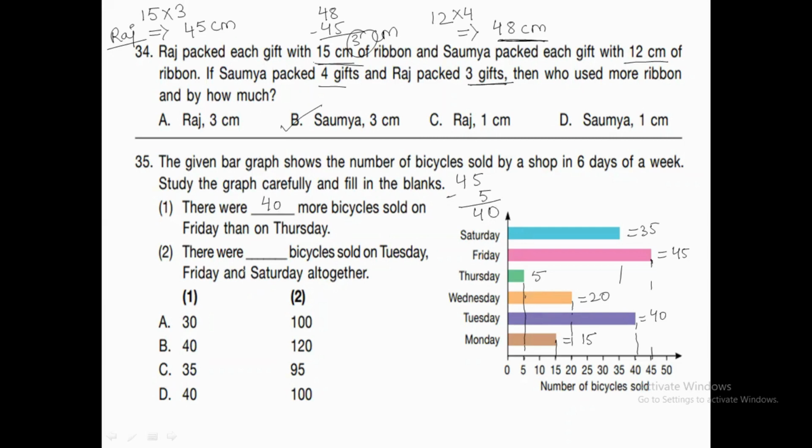Now the next question is asking, there were dash bicycles sold on Tuesday, Friday and Saturday all together. All together means we need to add. How many bicycles were sold on Tuesday? On Tuesday 40 bicycles were sold. On Friday 45 were sold. On Saturday 35 were sold. Okay, so we need to add them.